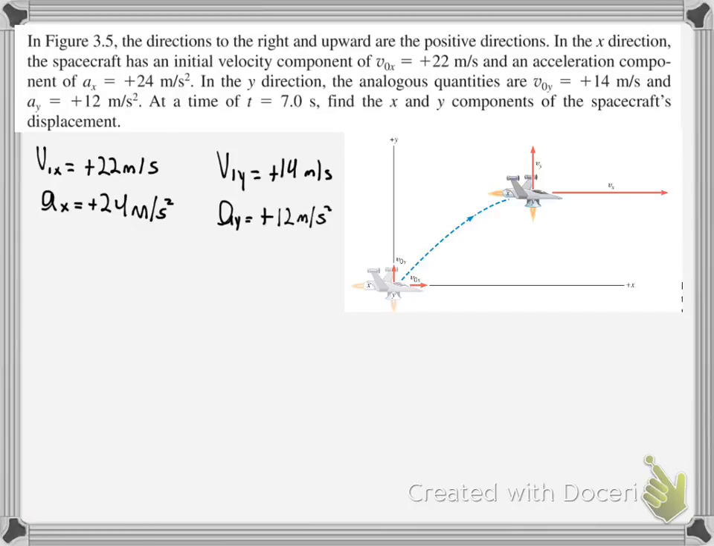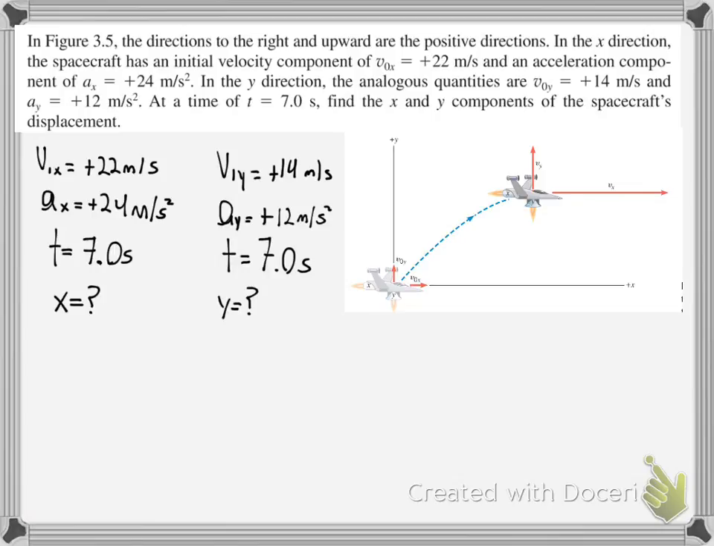Remembering that time is going to be the same for both our x and y components, it gives us a time of 7 seconds, so time in the x and time in the y is 7. And it's asking us to find the x and y components of the spacecraft's displacement. So it's asking for our x and our y.